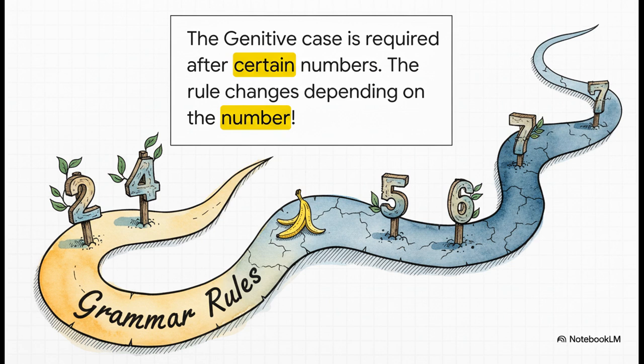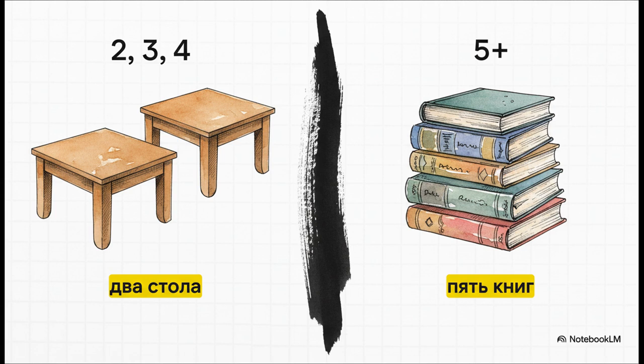And finally, our fourth main use. Now, this is one that can sometimes trip learners up, but honestly, the rule is super clear once you see it. It's all about what happens after certain numbers. So here's how it works. After the numbers 2, 3, and 4, you use the genitive singular. So 1 table is stol, but 2 tables is dva stola. You try, dva stola. But for numbers 5 and up, you switch to the genitive plural. So for 5 books, you'd say pyat knig. Let's try that. Pyat knig. So just remember, 2, 3, 4, genitive singular, 5 and up, genitive plural.